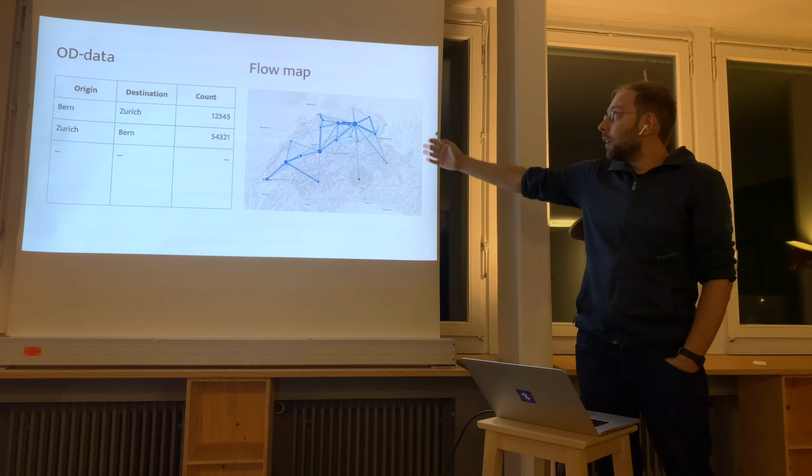Often OD data comes also with other attributes. We have additional columns in this table, like time, when the movement happened, duration, mode of transport, and can be others.